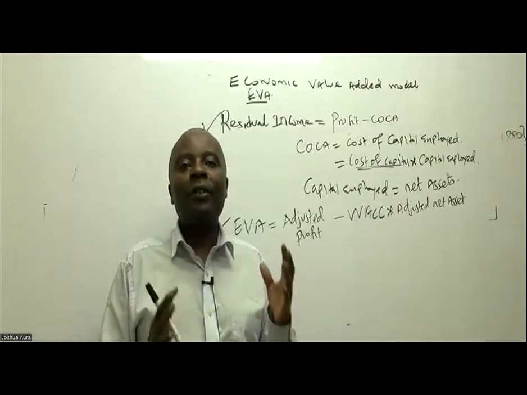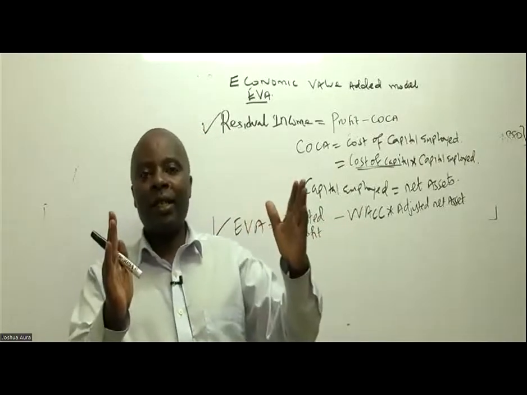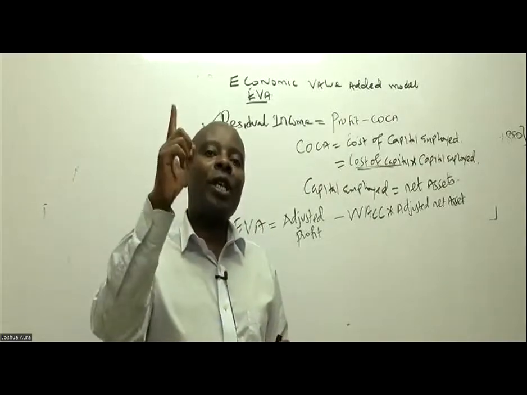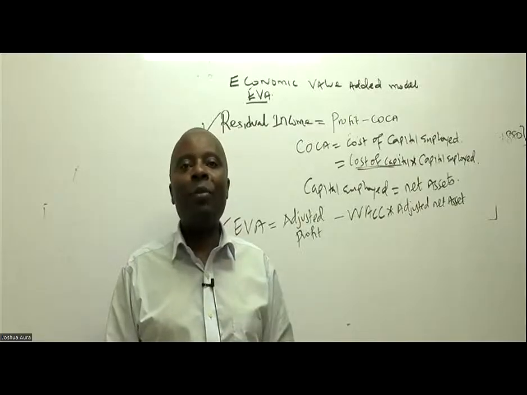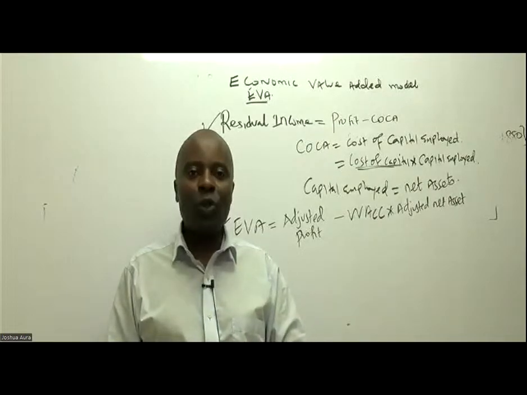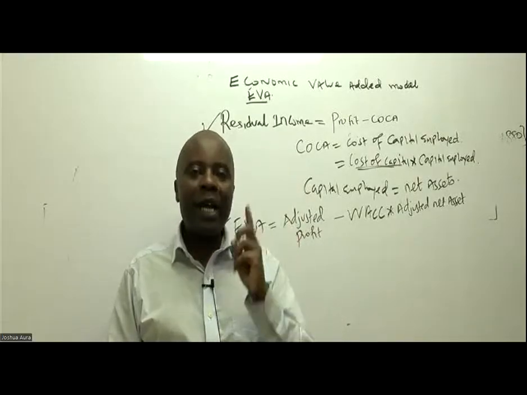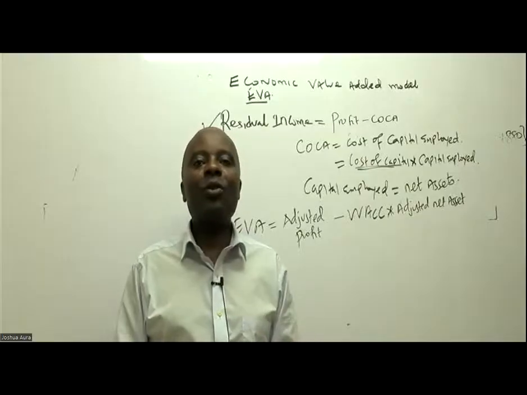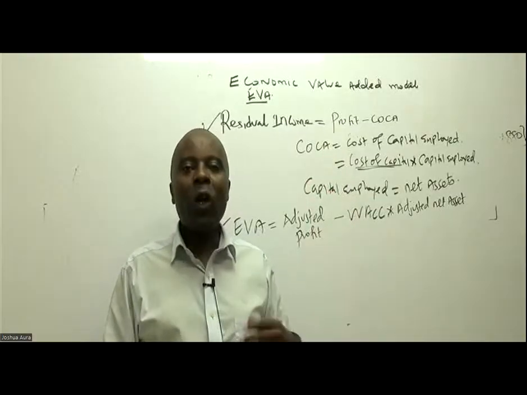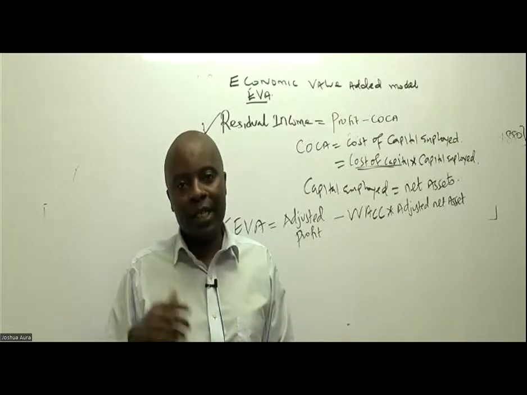Remember, number one, EVA is a futuristic model. So any expense that you incur today which has got future economic benefits, according to the EVA model, you should never punish managers who incur such expenses. Actually encourage them. That is why we normally say that EVA is a long-termism model.